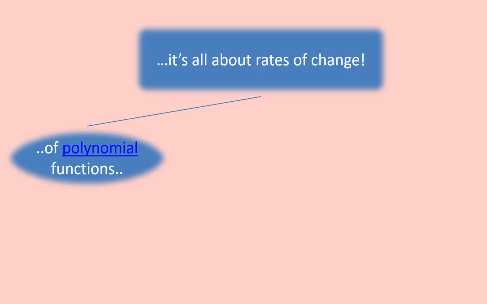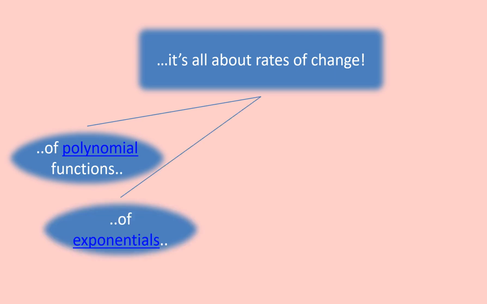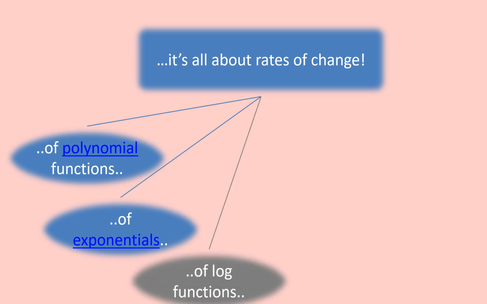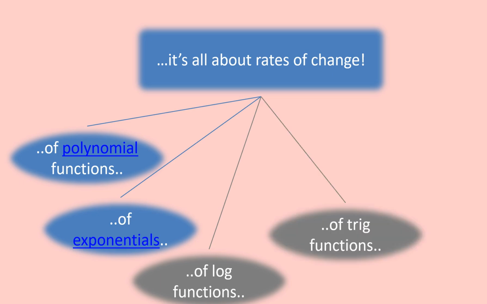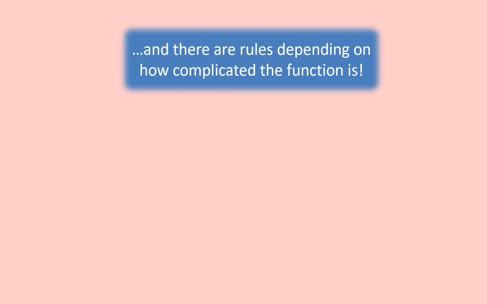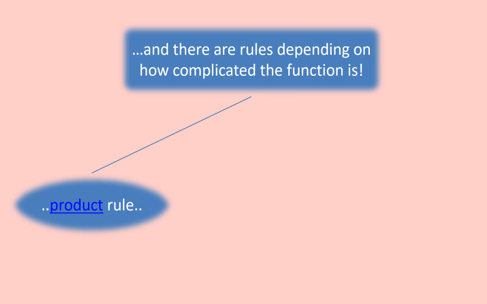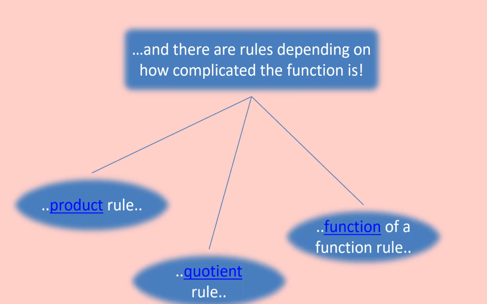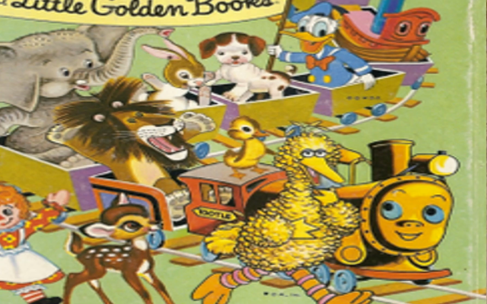Differentiation is all about rates of change. We can look at the rate of change of a polynomial function, or we can look at the rate of change of exponentials. This rate of change just means we're getting the first derivative. Eventually, we'll look at differentiating log functions, and because we haven't done it yet, it's still in the grey, and of trig functions. And there are rules depending on how complicated the function is. You've got the product rule, the quotient rule, the function of a function rule. We looked at those last exercise, and now we're doing the applications. And that's the end of my little book.